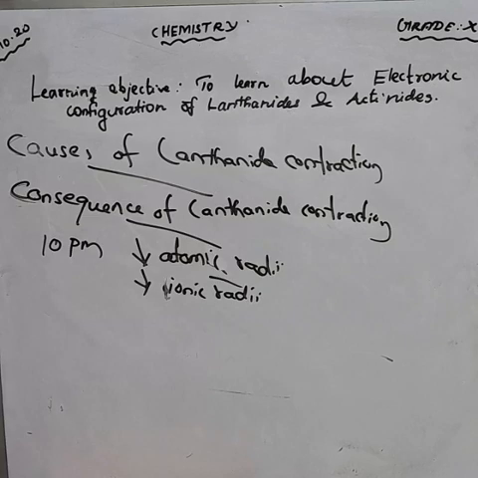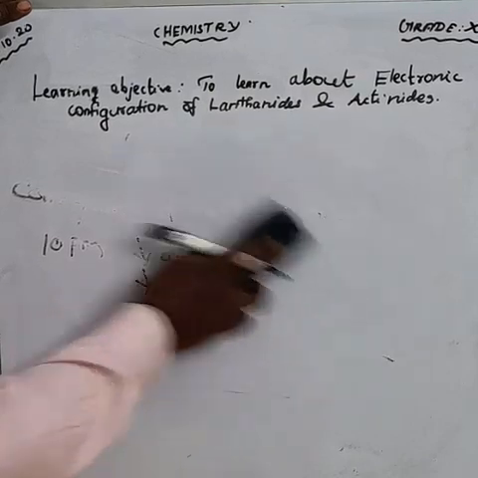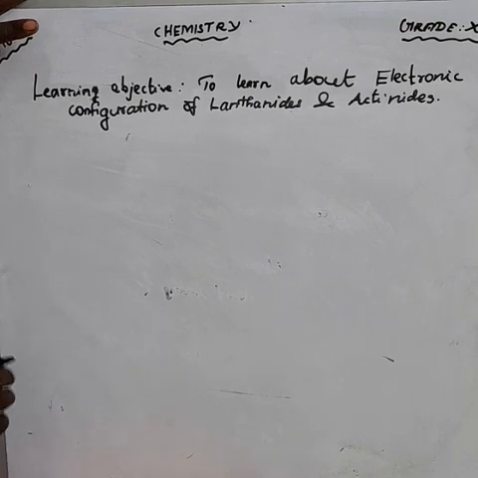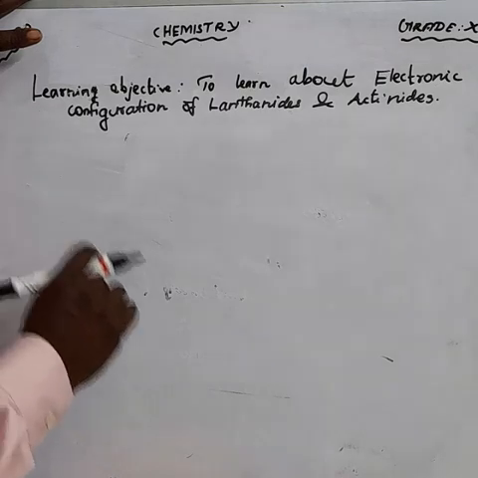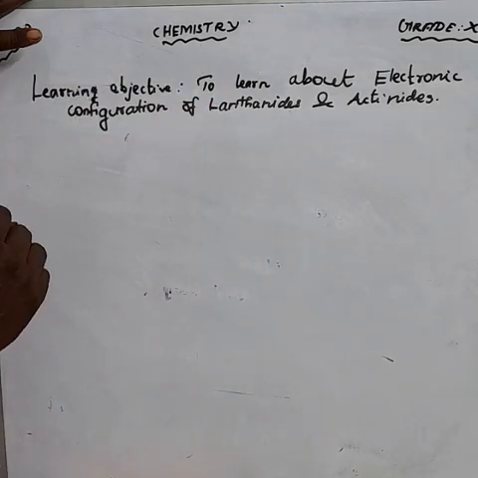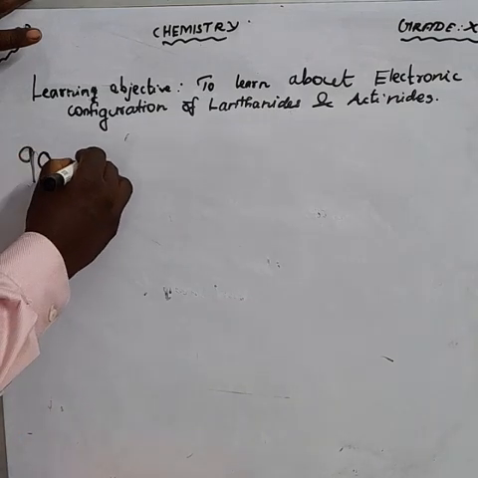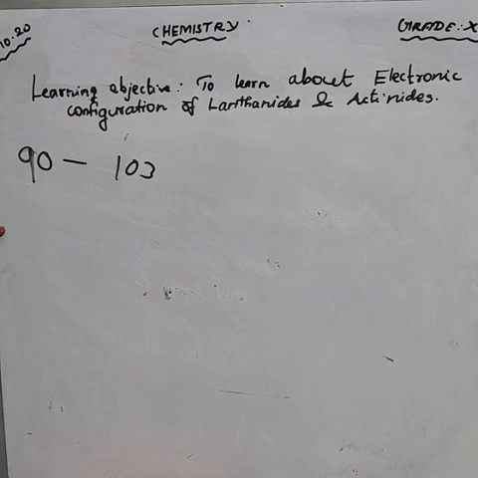Next we can discuss the actinides. What is the general electronic configuration? First, there are 14 elements in the actinide series. That means we start with thorium and go to lawrencium. The thorium atomic number is 90, and the lawrencium atomic number is 103.